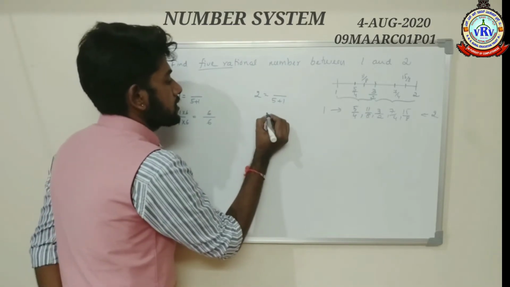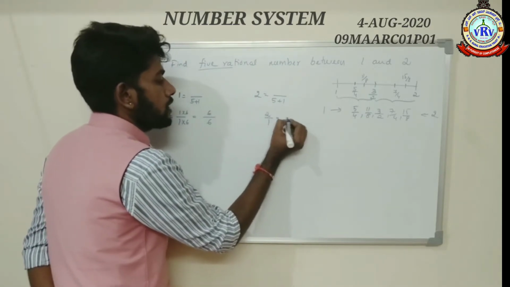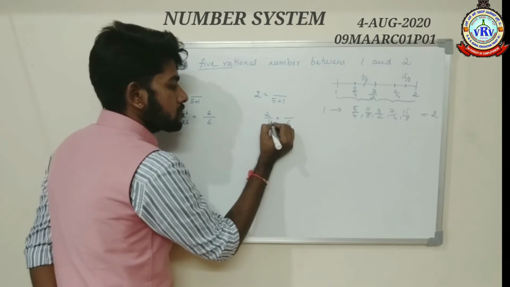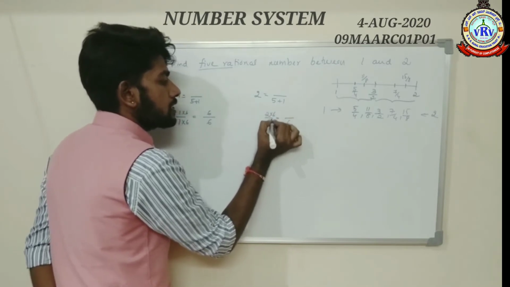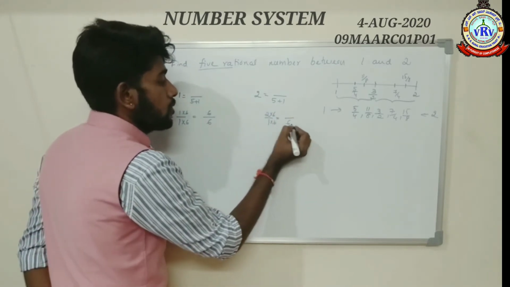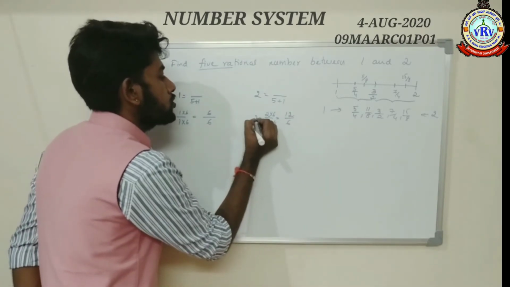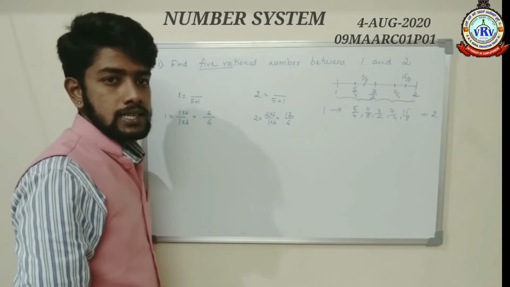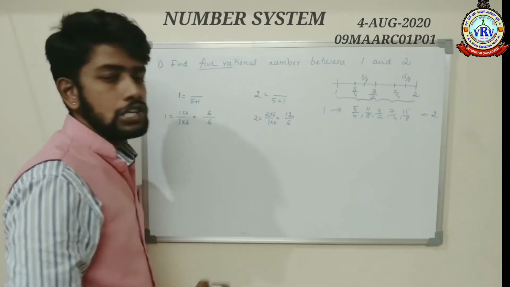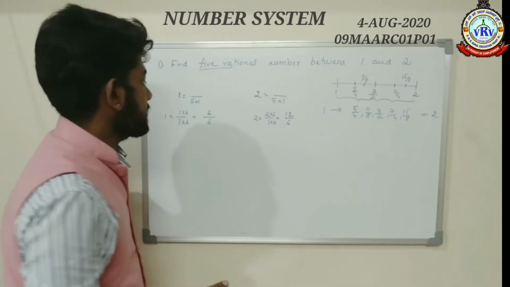Here also 2 is nothing but 2 by 1. I have to make the denominator 6. So I have to multiply the numerator and denominator by the number 6. It will give the numerator as 12, denominator as 6. Therefore, 2 can be written as 12 by 6, with denominator value 6.